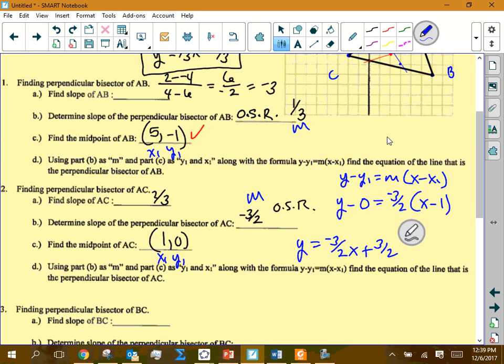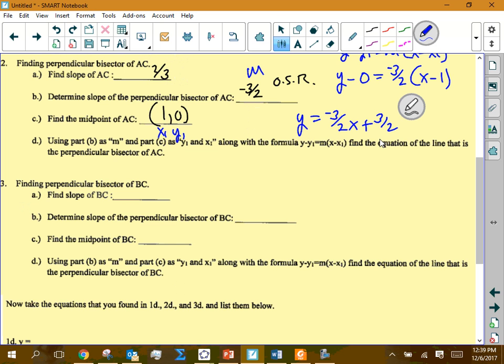Okay. I asked you to do the exact same thing then for B to C. B being the point 6, negative 4, and C again being negative 2, negative 2. If you find the slope of BC, you got what? Negative 1/4. And then the opposite sign reciprocal of that should be 4. And now the midpoint, add those 2 things together, divide by 2 gives you 2. Add these 2 things together, divide by 2 gives you negative 3, right?